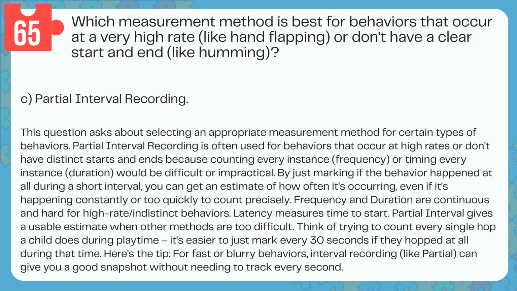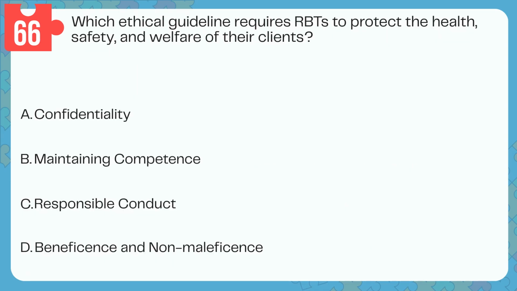Frequency and duration are continuous and hard for high-rate or indistinct behaviors. Latency measures time to start. Partial interval gives a usable estimate when other methods are too difficult. Think of trying to count every single hop a child does during playtime. It's easier to just mark every 30 seconds if they hopped at all during that time. Here's the tip. For fast or blurry behaviors, interval recording, like partial, can give you a good snapshot without needing to track every second.